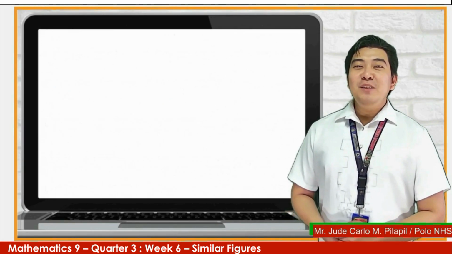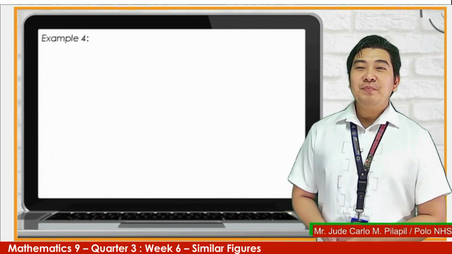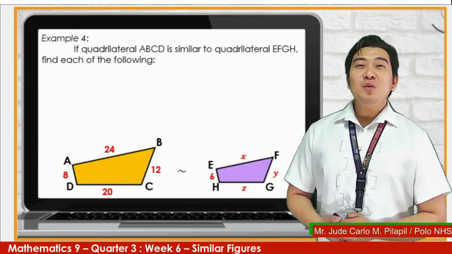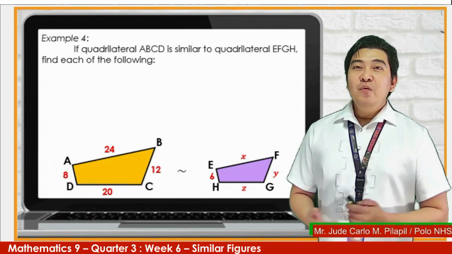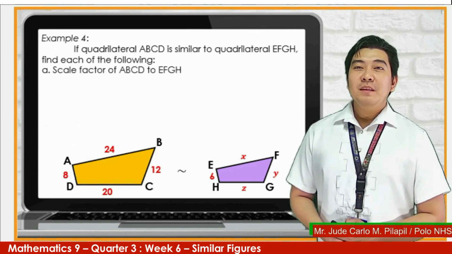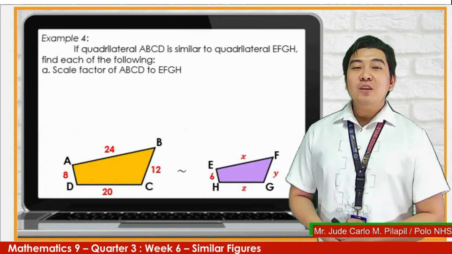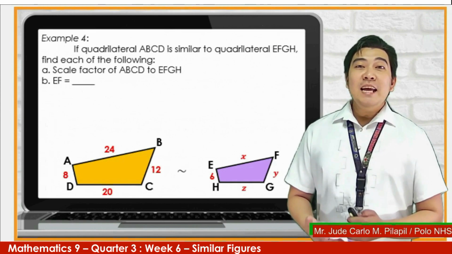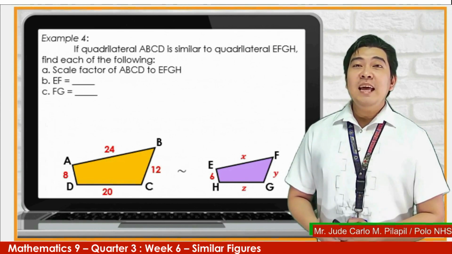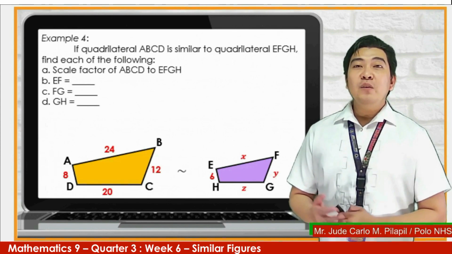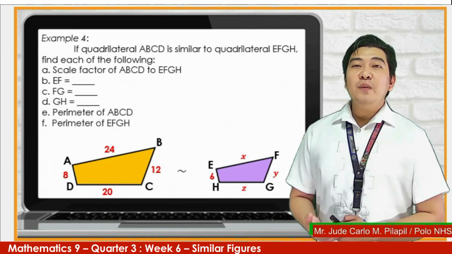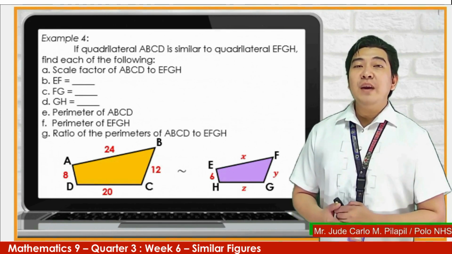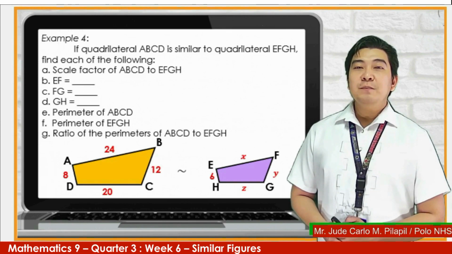Next, let us proceed with example number 4. If quadrilateral ABCD is similar to quadrilateral EFGH, find each of the following. Number 1, the scale factor of ABCD to EFGH. The second one, the length of EF. Next, the length of FG, the length of GH, the perimeters of ABCD and EFGH, and the ratio of the perimeters of ABCD to EFGH.